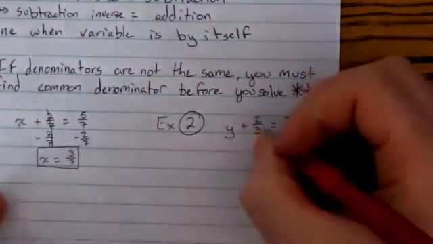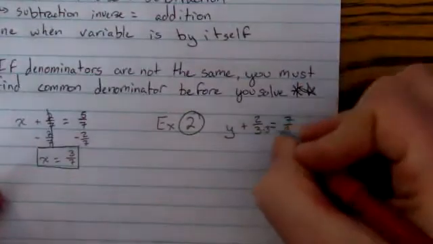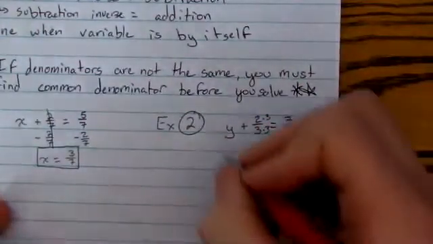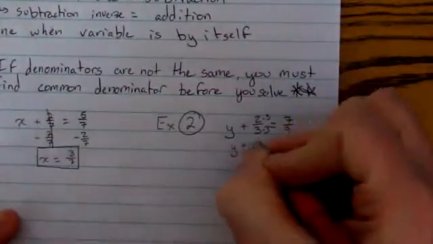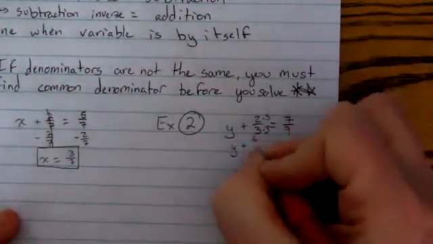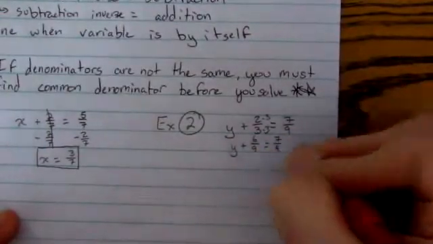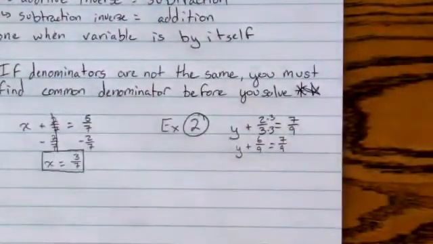So really I only need to change this. So I'm going to multiply this by 3 to make it 9. And if I multiply the bottom by 3, I'm going to multiply the top by 3. So we're going to get y plus 2 times 3 is 6, 3 times 3 is 9, equals 7/9. Boom. Now we have common denominator.